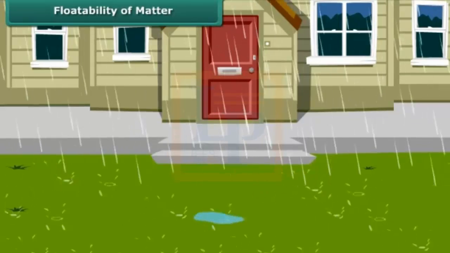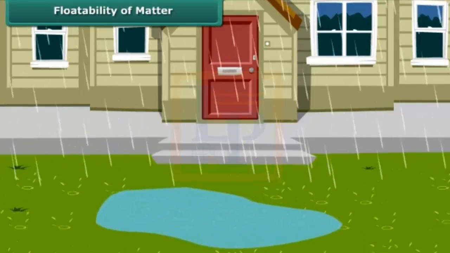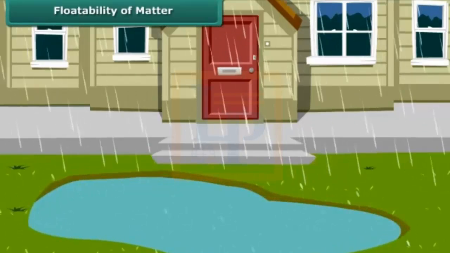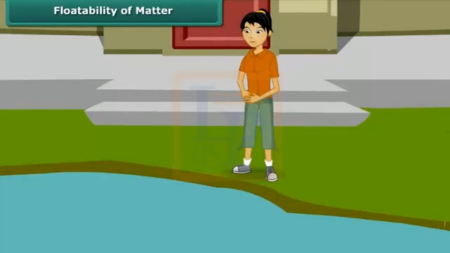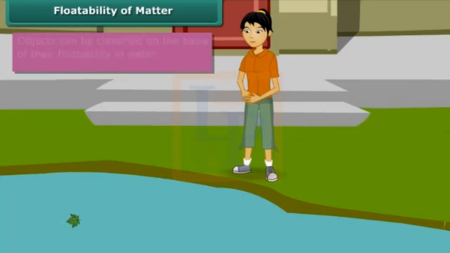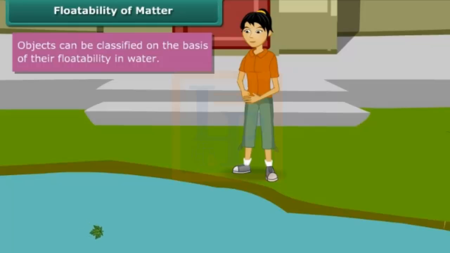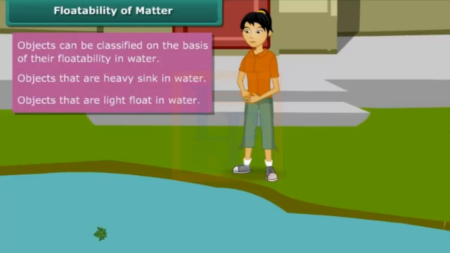It has rained heavily and a huge puddle has formed in front of Prachi's house. She is very excited. She first throws a stone. It disappears inside the puddle. Then she throws a leaf. It starts floating. Do you know why? The stone sinks because it's heavy. The leaf remains afloat because it is light. Thus, objects can be classified on the basis of their floatability in water.